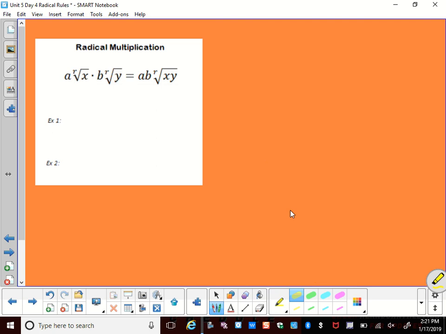All right, so when we are adding and subtracting radicals, it has to be the same radical, right? When we're multiplying, it does not. It does not have to be the same when we're multiplying.